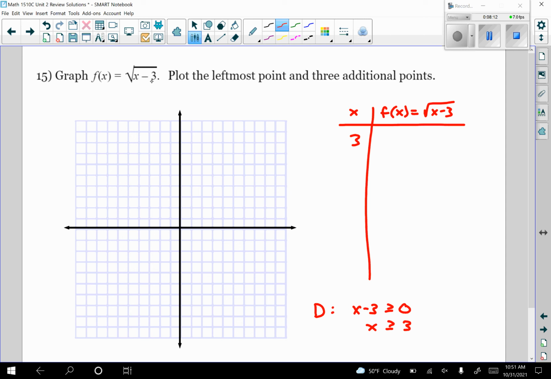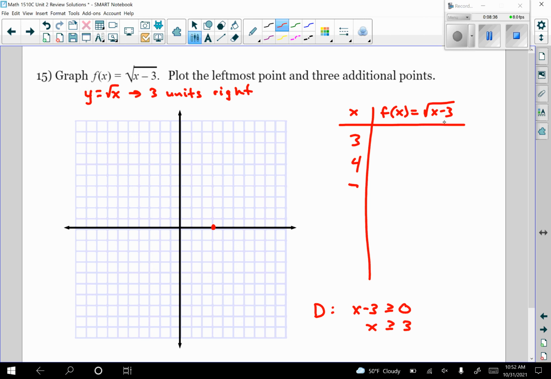Or if we look at a translation, it's the graph of y equals the square root of x translated 3 units to the right. So here's our starting point. Our leftmost point is going to start right here. I cannot pick any x values to the left of this. So let's do 3. Let's do 4, because 4 minus 3 is 1, and we can take the square root of that.